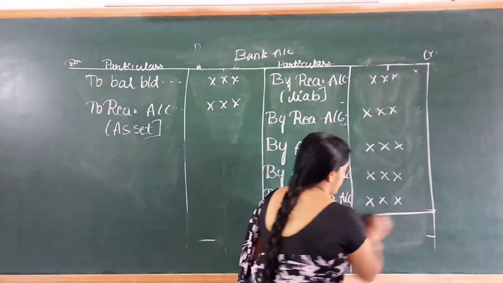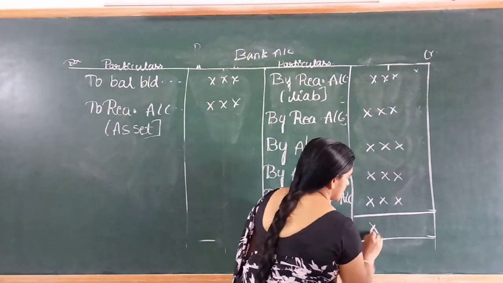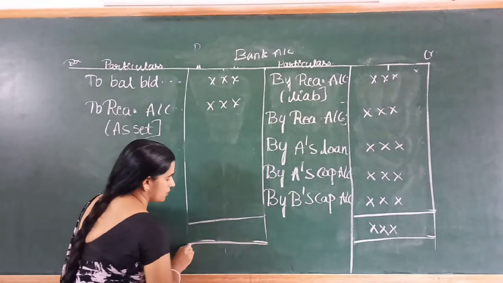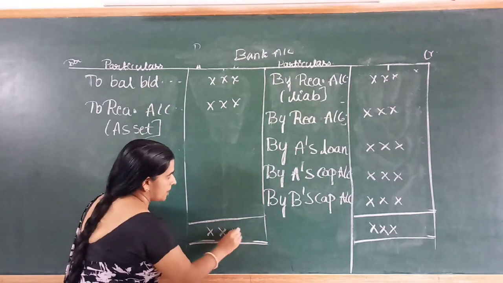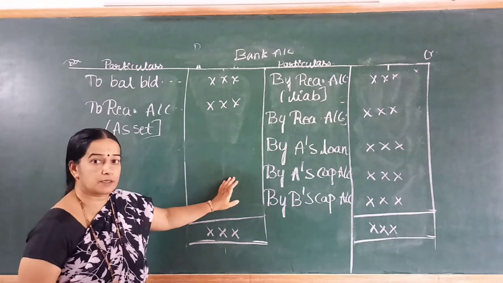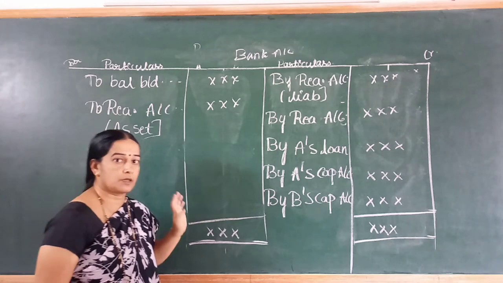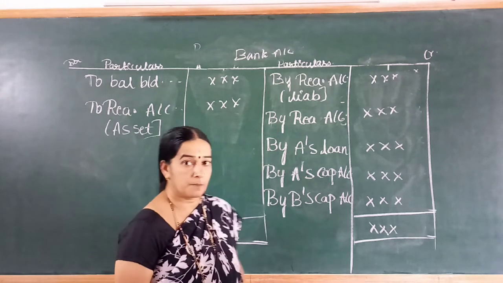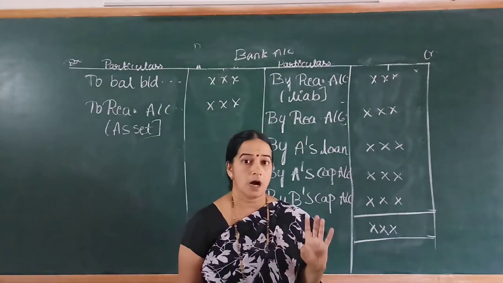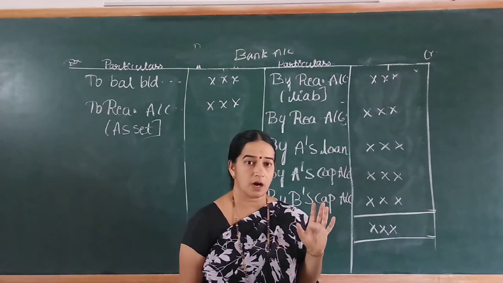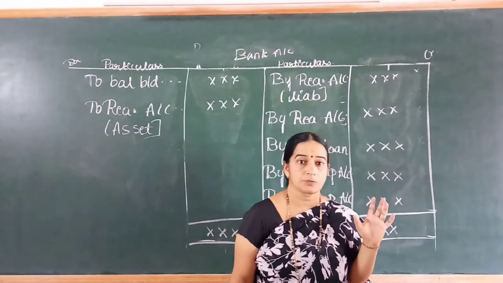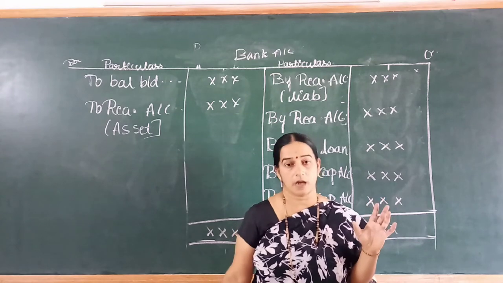After these entries, the debit side total should be equal to the credit side. There should not be any surplus amount or deficit amount. So this is the way to prepare the bank account. So in the dissolution of a firm, we have now studied three concepts: how to prepare the realization account, how to prepare the partner's capital account, and how to prepare the bank or cash account.